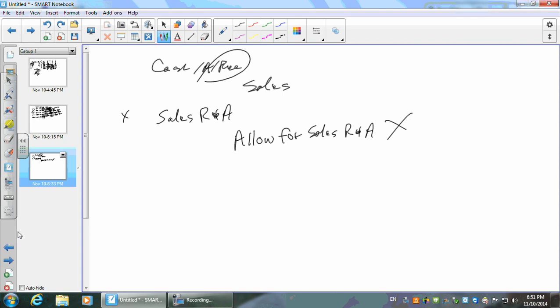So maybe LIFO's better for matching revenues and expenses, huh? Makes it look more realistic. Okay? Everybody good? Because it's more recent costs. But what you're doing is you're screwing up the balance sheet more and more each year, right? Because you've got older and older goods sitting on the balance sheet. But it makes the income statement a little better each year.